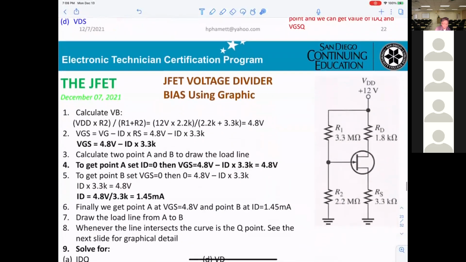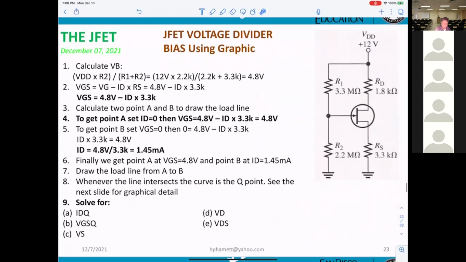Okay, next one, voltage divider. First thing for voltage divider, you also need a graphic. However, basically you can see, it's easy to calculate the voltage here, right? Voltage divider: VDD times R2 divided by R1 plus R2. Okay? So that's what we call VG.